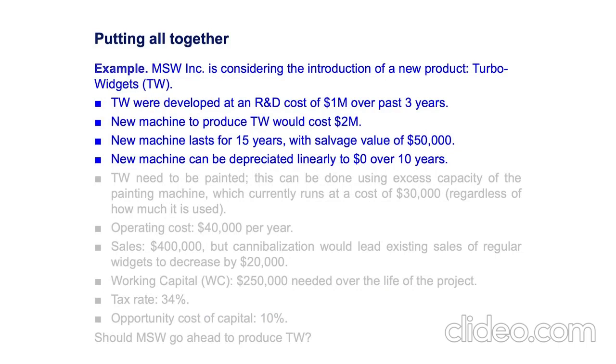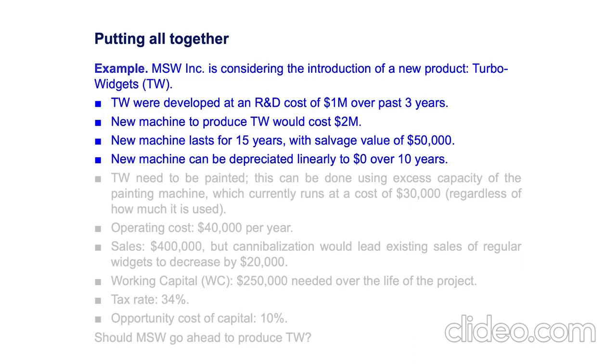And last, we will consider a capital budgeting example that is slightly richer than the previous examples. MSW Inc. is a small manufacturing company selling widgets. It is now considering the launch of the next generation of widgets, turbo widgets, or TW for short. The data on TW is as follows.